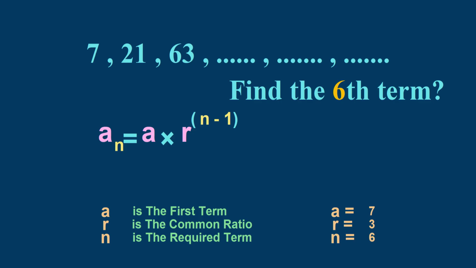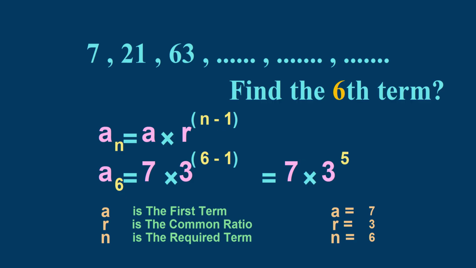Substituting a, r and n into the equation, we find that a_6 equals 7 times 3 to the power 6 minus 1, which equals 7 times 3 to the power 5, which equals 1701. And this is the solution by using the formula method.